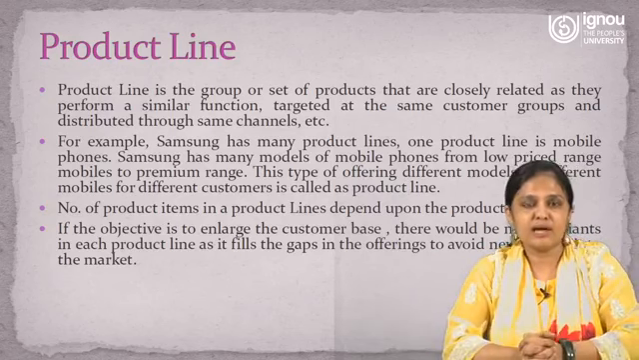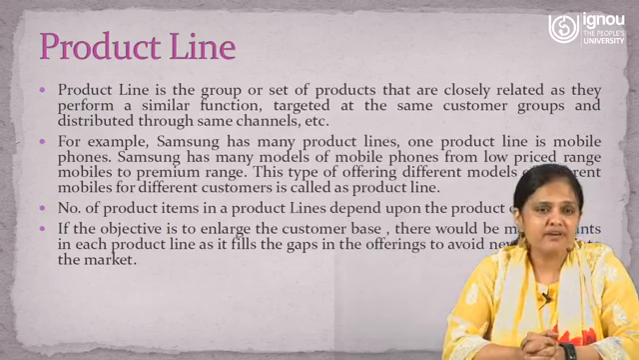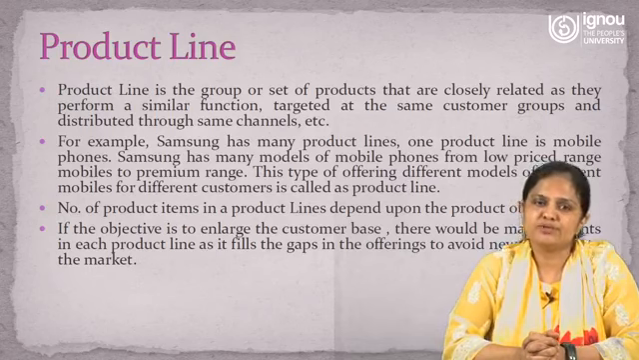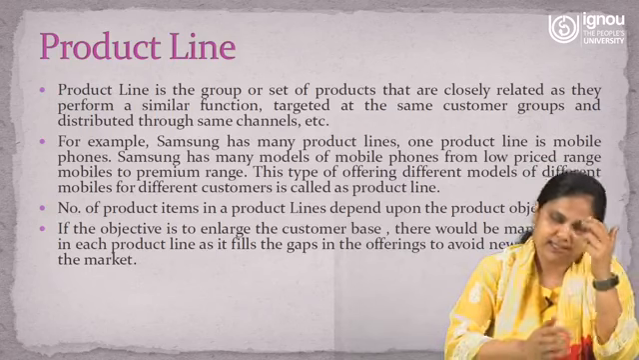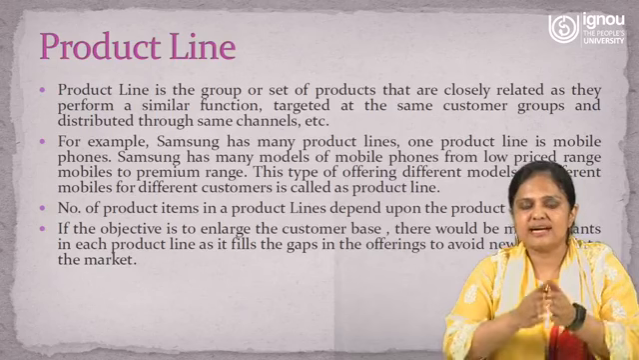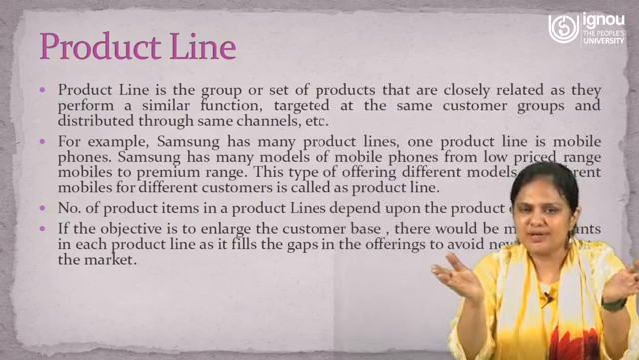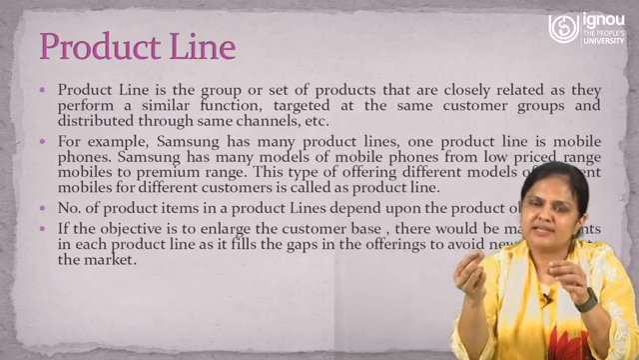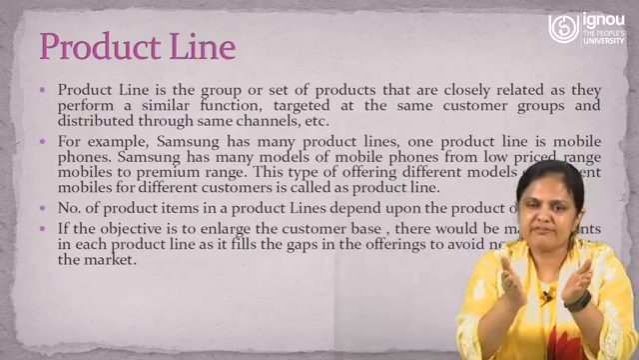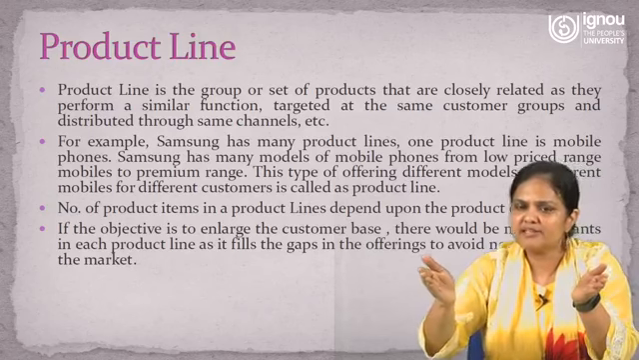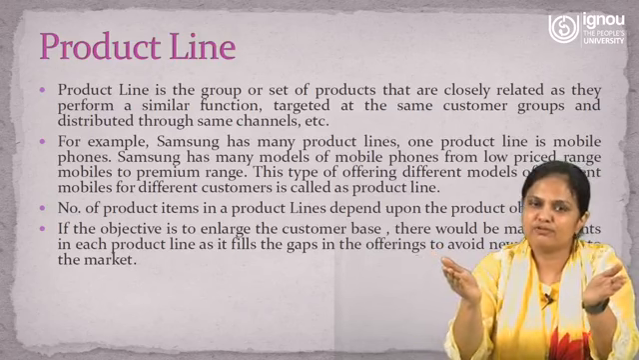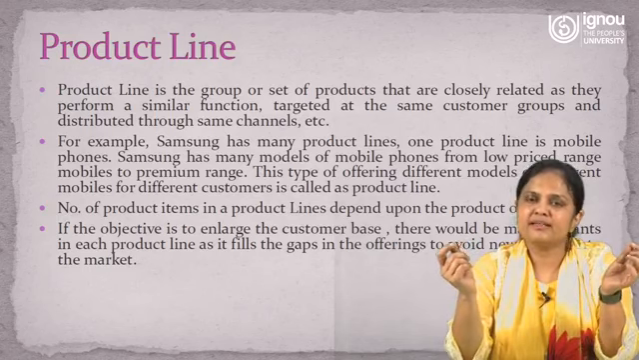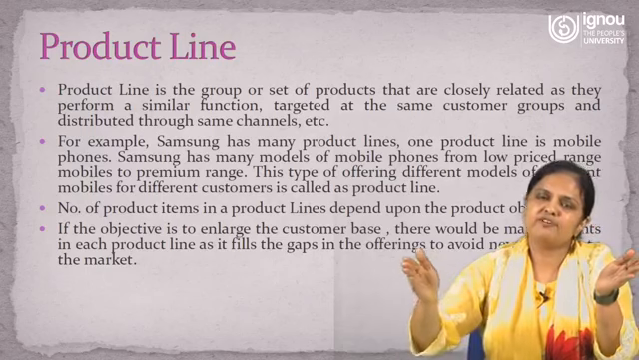If the objective is to enlarge the customer base, there would be many variants in each product line as it fills the gaps in the offerings to avoid new players entering the market. If the company aims at enlarging the customer base, then it would like to satisfy the needs of each and every customer. So if they can offer certain variations in similar products, they will try to cover all that. They will try to fill the gap in the products that they have, and then they would offer more than one variant of a product in a particular line.